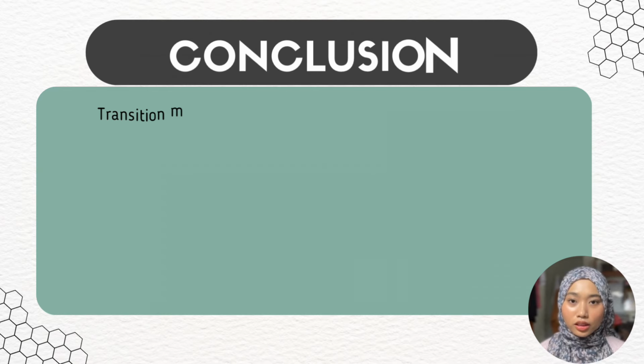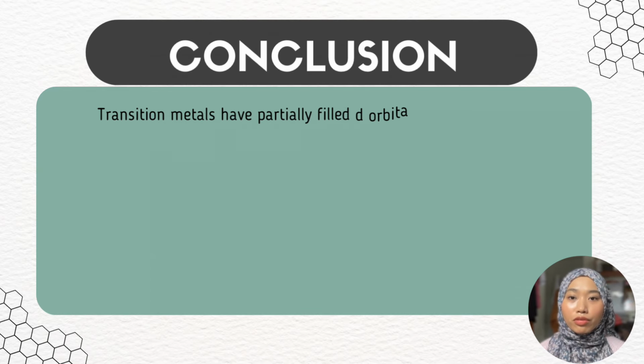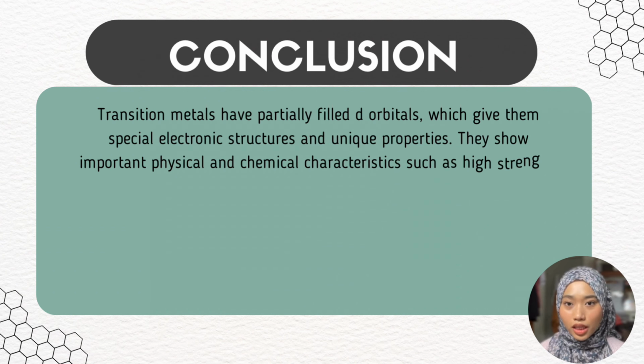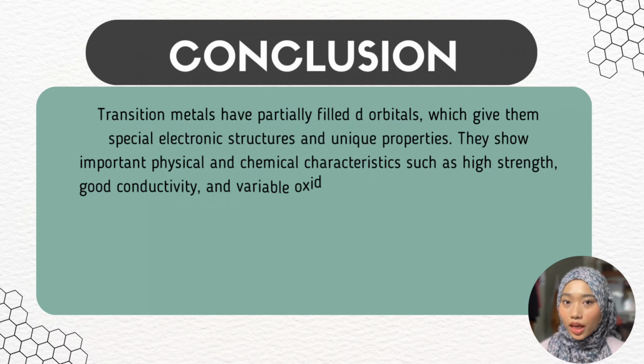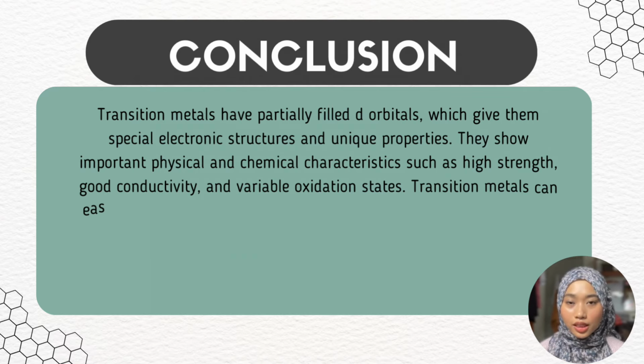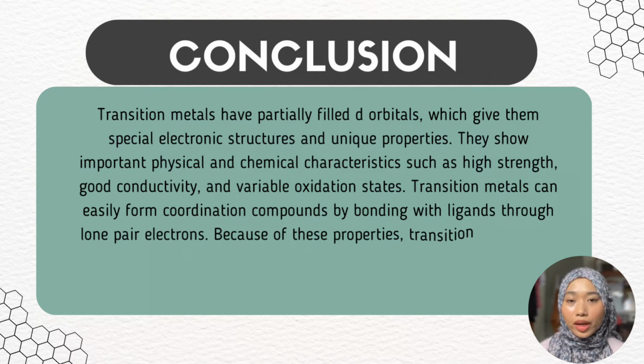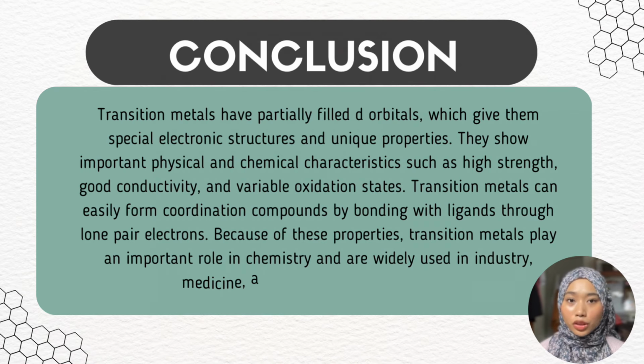In conclusion, transition metals have a partially filled d orbital, which gives them a special electronic structure and unique properties. They show important physical and chemical characteristics such as high strength, good conductivity, and variable oxidation states. Transition metals can easily form coordination compounds by bonding with ligands through lone pair electrons. Because of these properties, transition metals play an important role in chemistry and are widely used in industry, medicine, and many chemical processes.